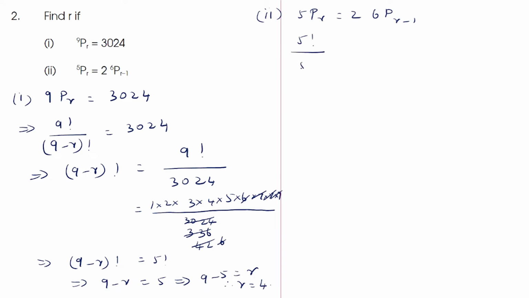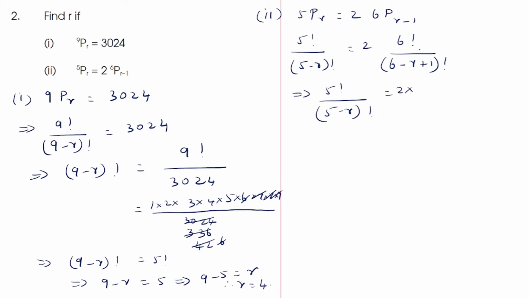5Pr is nothing but 5 factorial by (5 minus r) factorial. This is equal to 2 into 6P(r minus 1), which is 6 factorial upon (6 minus (r minus 1)) factorial. So it is (6 minus r plus 1) factorial. So this implies 5 factorial upon (5 minus r) factorial is equal to 2 into 6 factorial. We can write it as 5 factorial into 6 upon (7 minus r) factorial. Now these two 5 factorial will go.